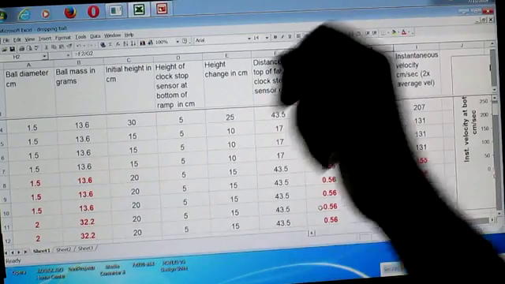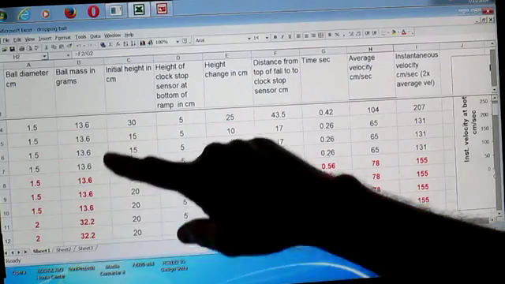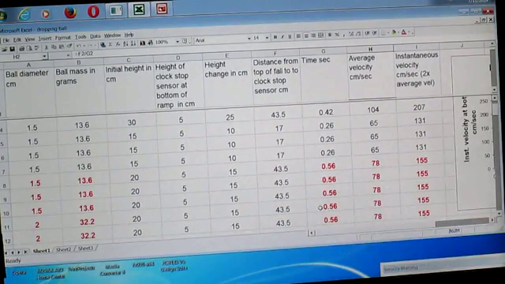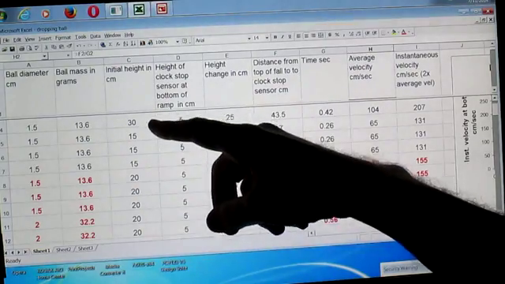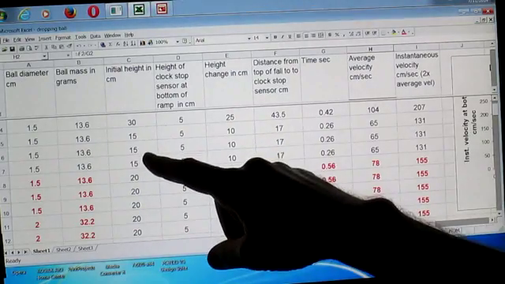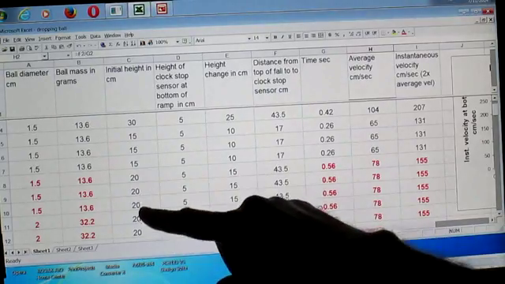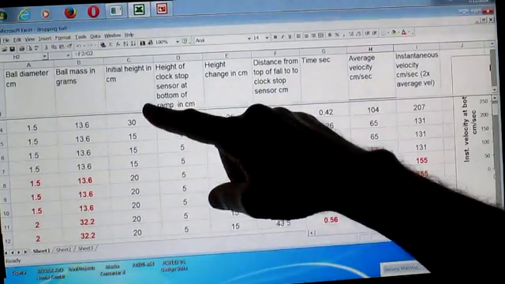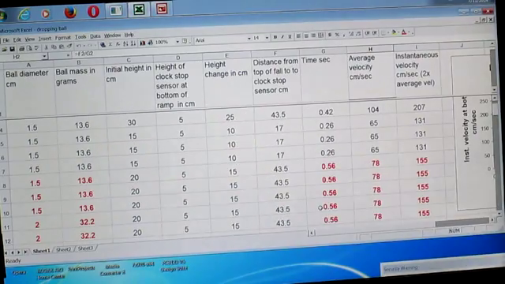And so when we're asking the question, did the ball fall faster if it's bigger or heavier? This essentially tells you how heavy it is. It's the mass. Now the next column is the initial height, which we measured with the ruler, and it's in centimeters. We started out at 30 centimeters and we went down to 15, and then repositioned it and it got 20 and so forth. So that's the initial height in centimeters. The height of the sensor at the bottom stayed about the same at 5 centimeters.